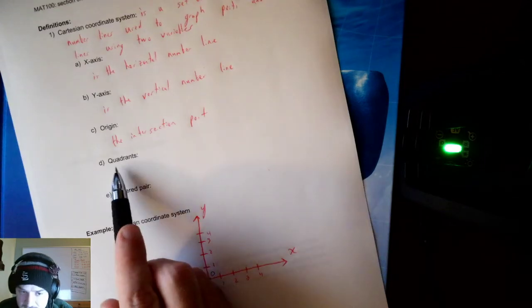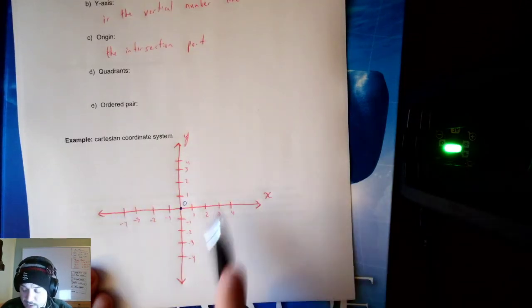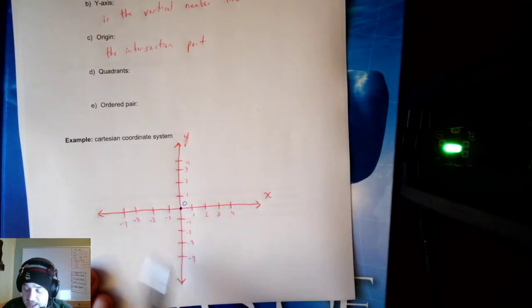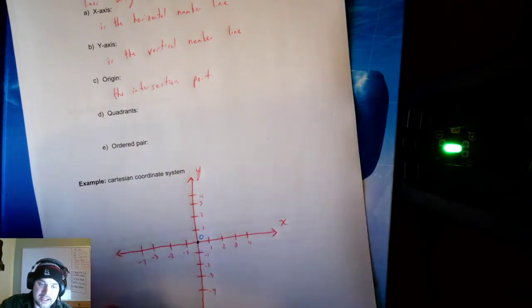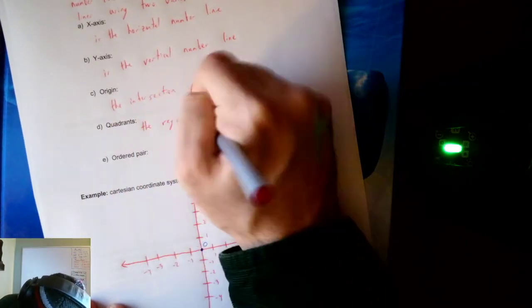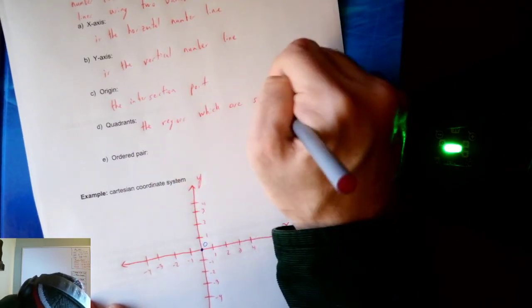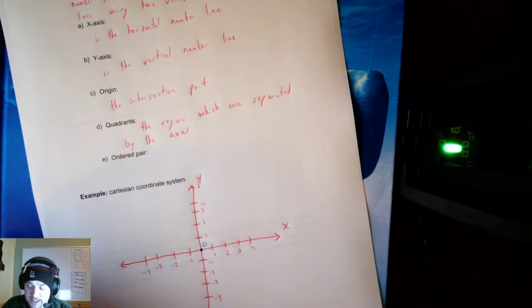Now, quadrants. Notice there's 4 different regions to my graph, right? The lines create 4 separate areas. Those are the quad for 4, right? The quadrants. These are the regions which are separated by the axes, right? The axes separate them.